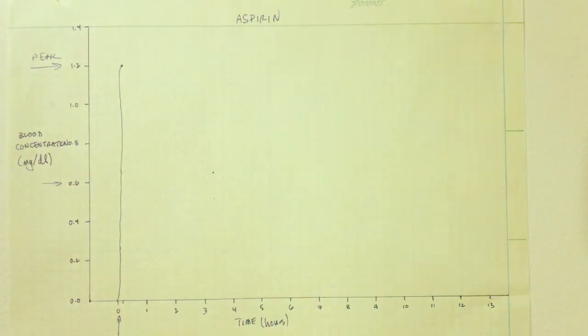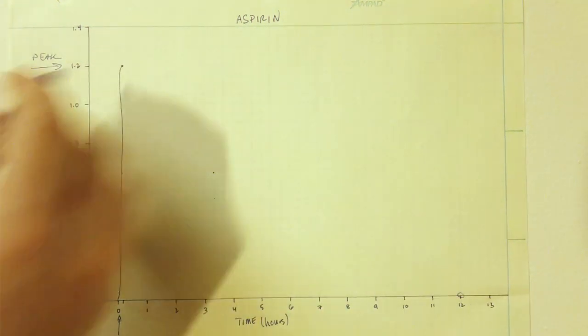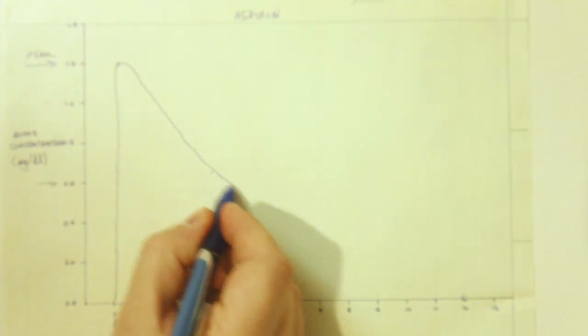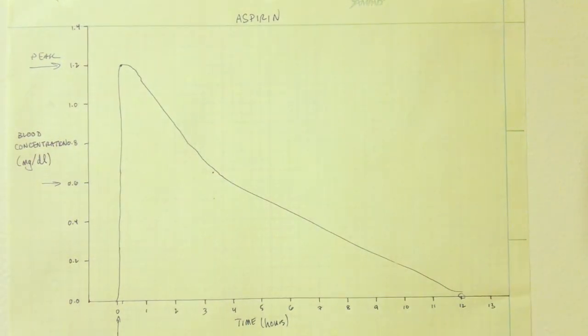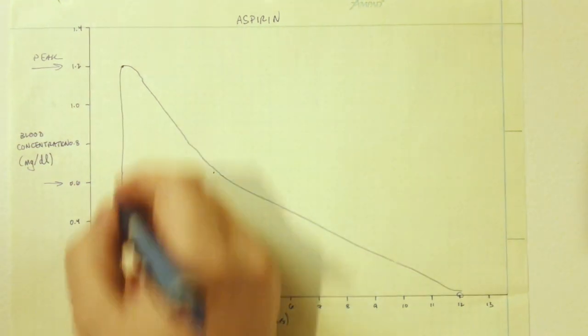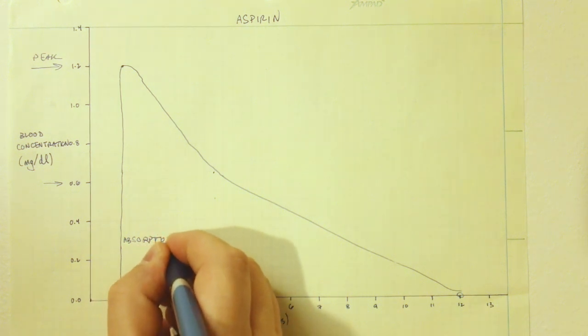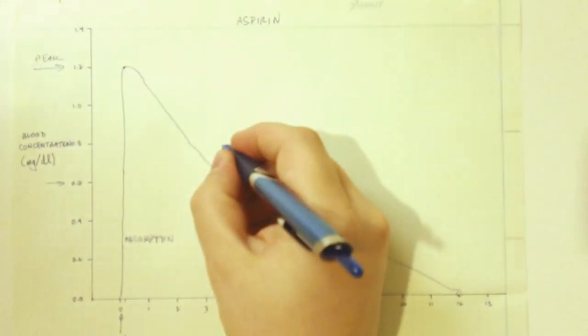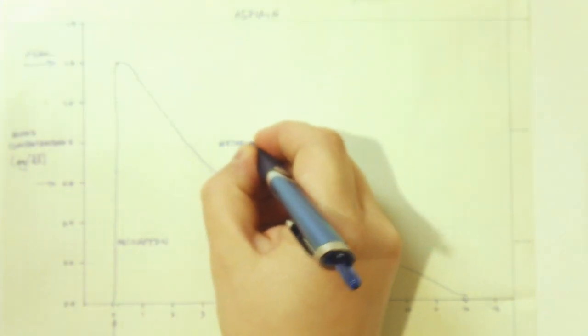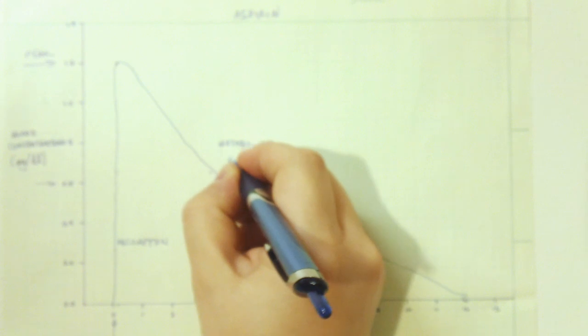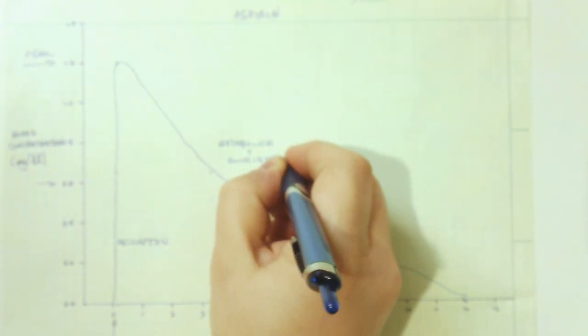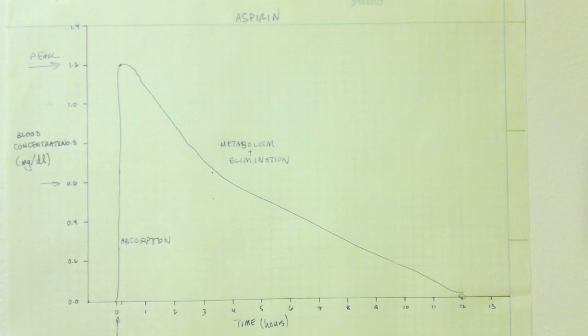And the time that it takes to completely eliminate, in other words to get back to the baseline blood level of aspirin, which is of course 0, is about 12 hours. So with these 4 parameters, you can draw a curve that looks like so. Obviously that's rough. Now remember, this part of the curve here is absorption. That happens fast. This part of the curve is a combination of metabolism and elimination. And that's how you draw a time course.